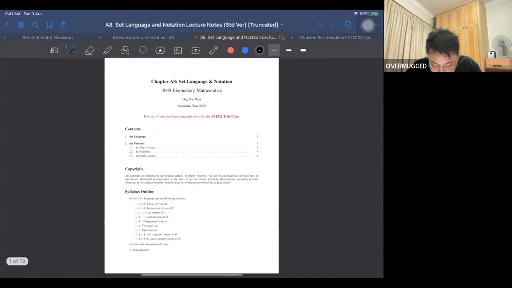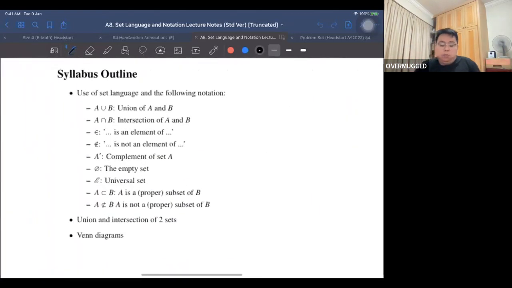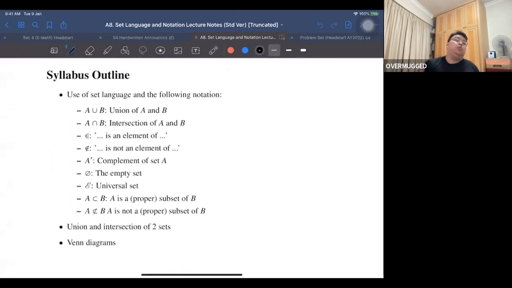Okay, so the syllabus outline is written below here. This is what SEAB wants you to know when you enter the exam. So you need to understand all of these notations written here: the union, intersection, element, not element, complement, empty, universal, subset, and not a subset. You need to know what these notations mean, how to use them, and how to apply them to questions. And then you need to know what is the union and intersection of two sets, what it looks like on a Venn diagram, and also the last part, which is the Venn diagram logic here.